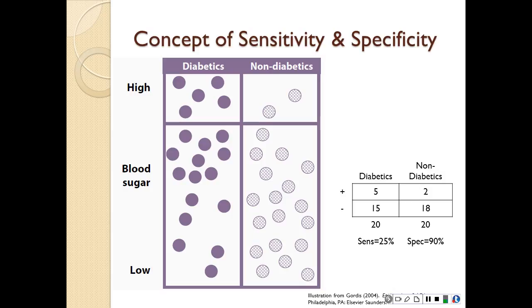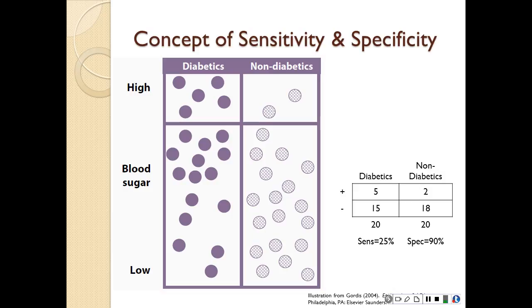So if we choose a high level for our cutoff value, we'll identify some people with diabetes, but we will miss a whole lot that do have it. This test would have low sensitivity.